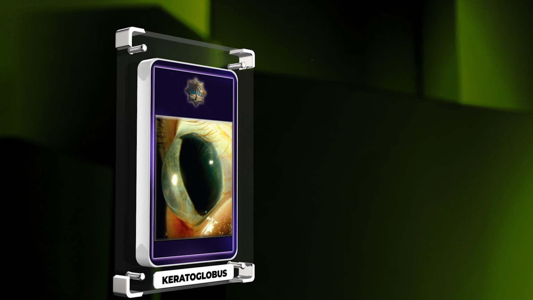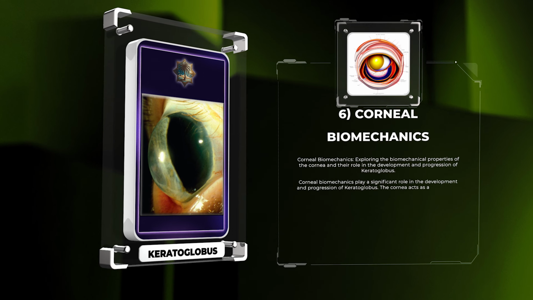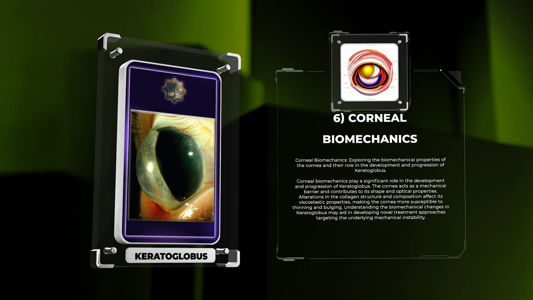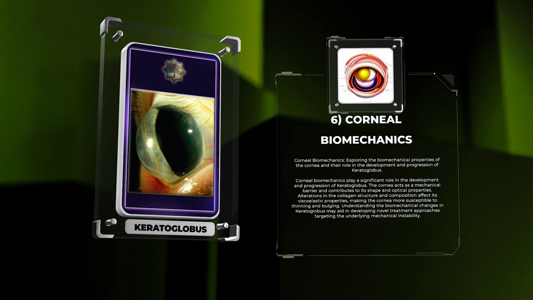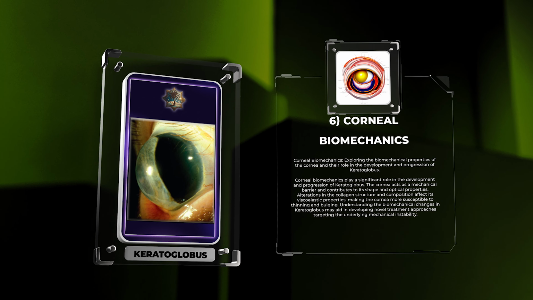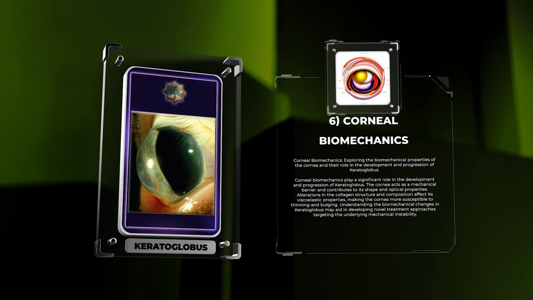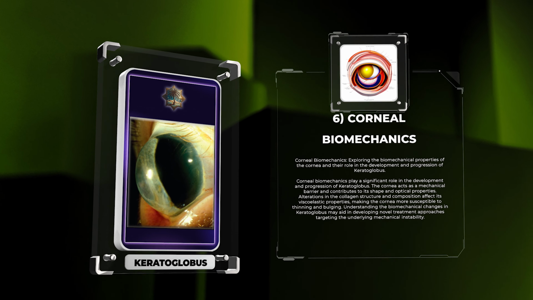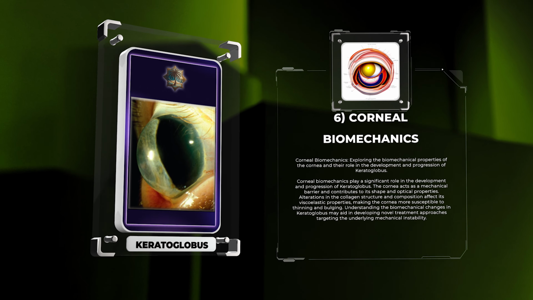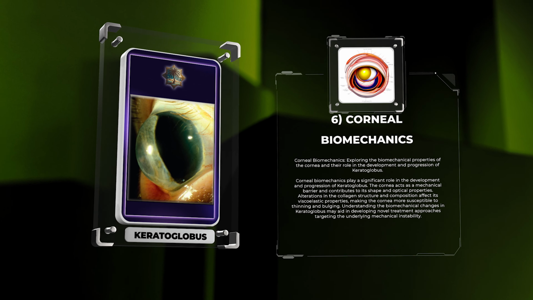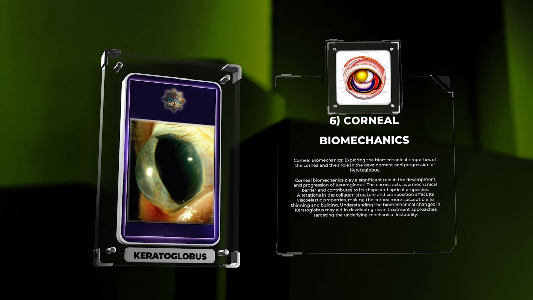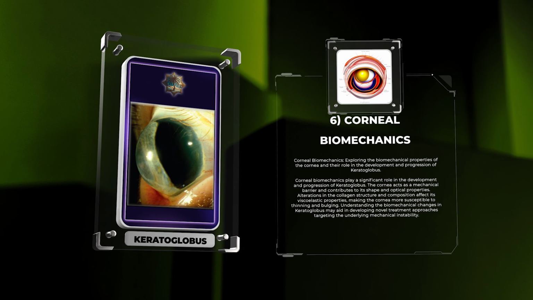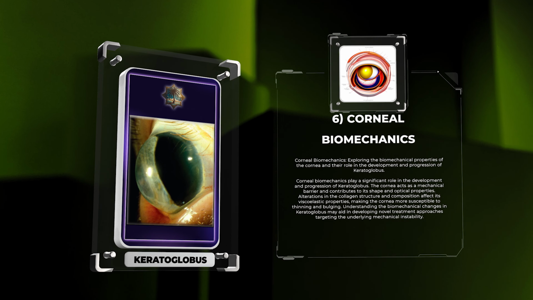Corneal biomechanics, exploring the biomechanical properties of the cornea and their role in the development and progression of keratoglobus. Corneal biomechanics play a significant role in the development and progression of keratoglobus. The cornea acts as a mechanical barrier and contributes to the eye's shape and optical properties. Alterations in the collagen structure and composition affect its viscoelastic properties, making the cornea more susceptible to thinning and bulging. Understanding the biomechanical changes in keratoglobus may aid in developing novel treatment approaches targeting the underlying mechanical instability.